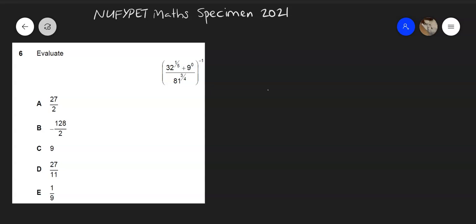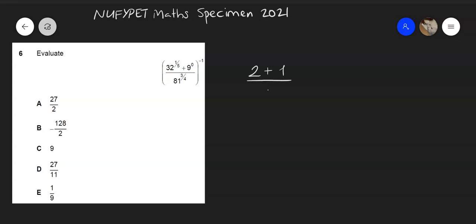In this question, it's important to remember the nth power of a number. For example, 2 to the power 3 or 2 cubed is 8, 2 to the power 4 is 16, 3 to the power 4 is 81, and so on. So 32 to the power 1/5 is equivalent to the 5th root of 32, and we write 2. 9 to the power of 0 is 1, so we have 2 plus 1, over 81 to the power 3/4.